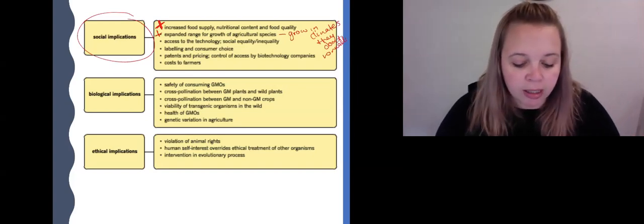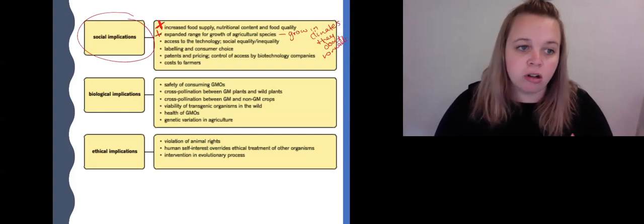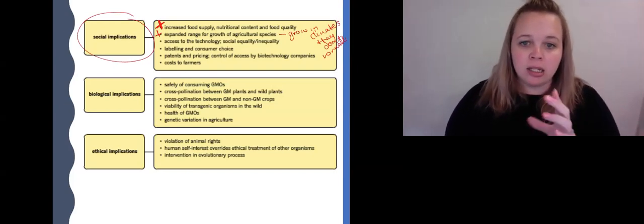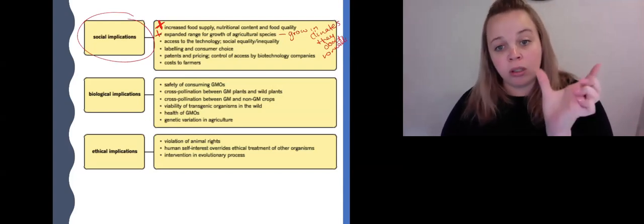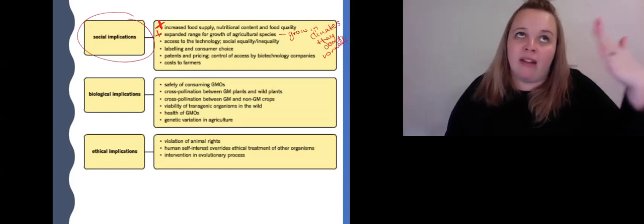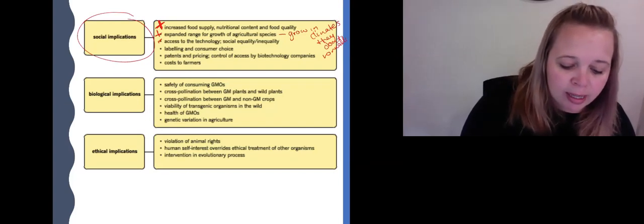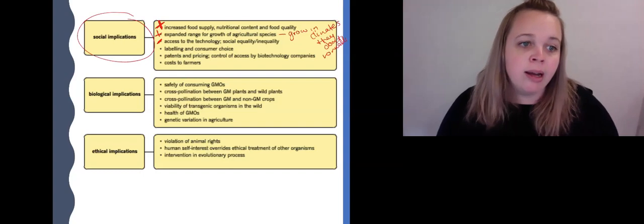The next one means that there's an implication that access to the technology can form a barrier here. So there's a social inequity between the people that can afford to pay for these genetically modified crops and therefore get better yields and therefore get higher incomes. So that inequity, I would say, is going to be a negative implication in terms of society.